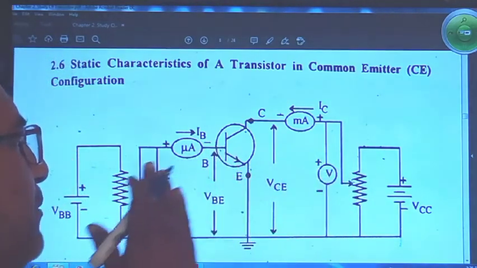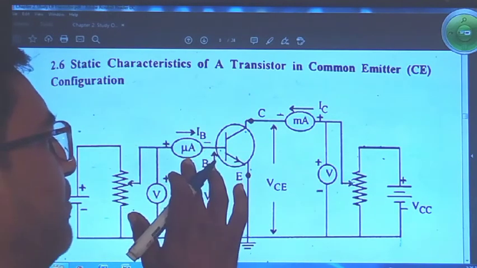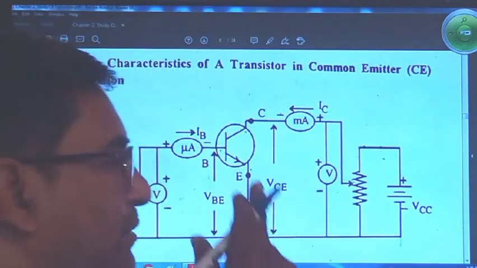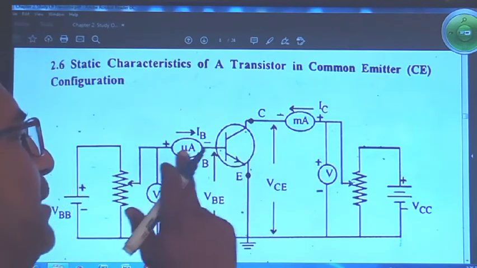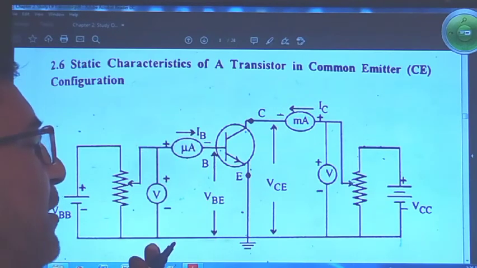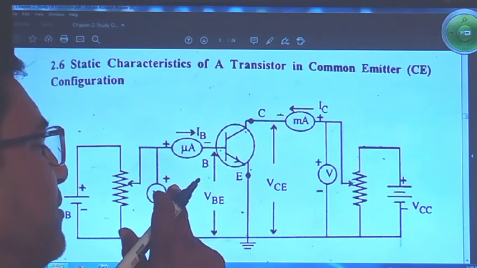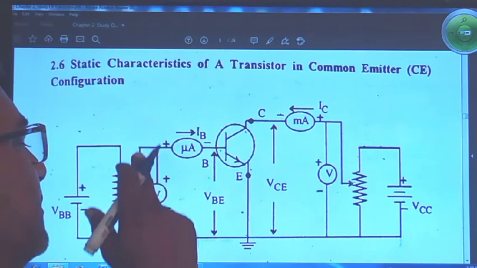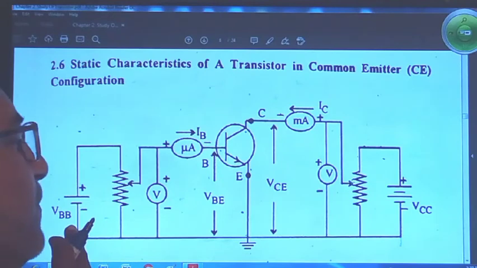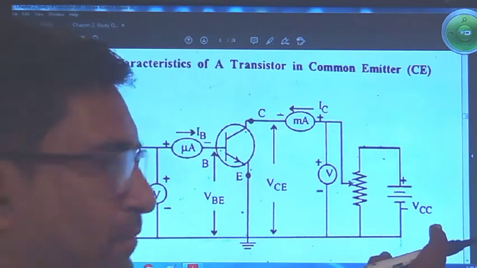Now coming back to the input part, the base of the transistor is connected to the microammeter, as it measures a small, negligible current. After the microammeter, a voltmeter measures the value VBE, and this is connected to the rheostat through the voltage supply, that is VBB. So here we have VBB, and here we have VCC.